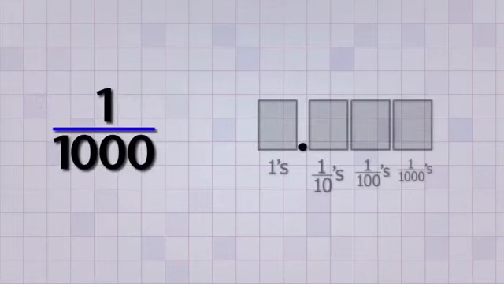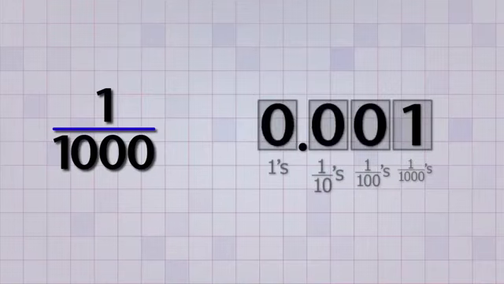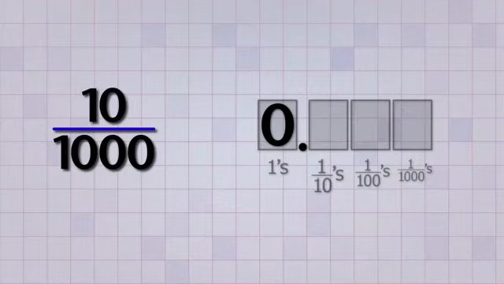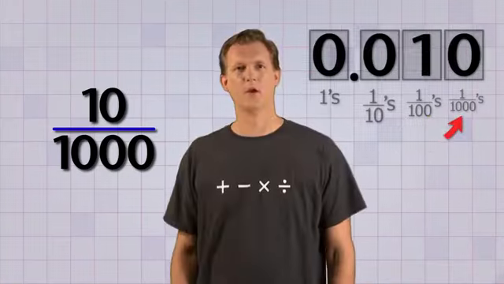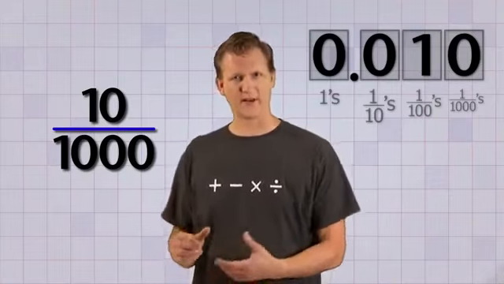Now this should be easy. All we have to do is put a 1 in the thousandths place. Notice that this time we need zeros in both the tenths and the hundredths place to act as placeholders. Next, let's try converting 10 over 1,000. Remember that 10 thousandths is the same as 1 hundredth, so we'll put a 1 in the hundredths place, and we'll put a 0 in the thousandths place. We don't really need the 0 at the end, but it helps us see that this was 10 thousandths.